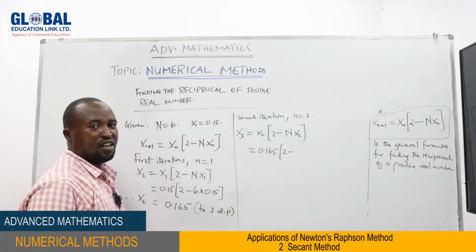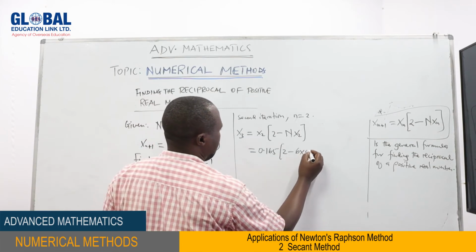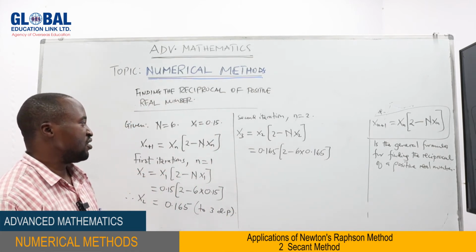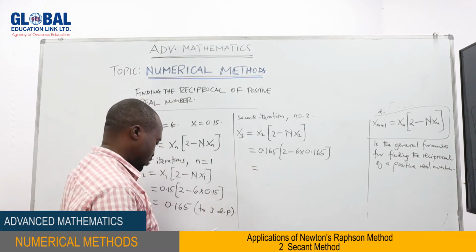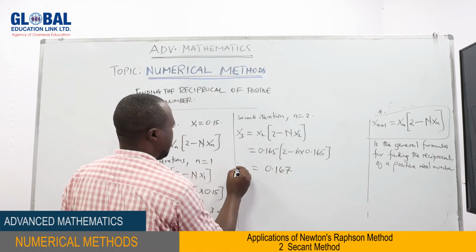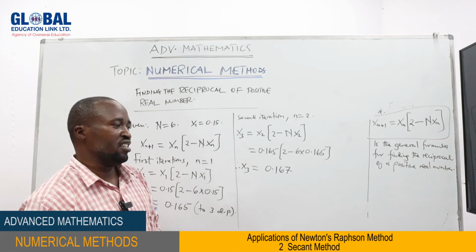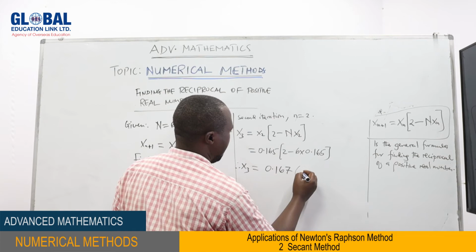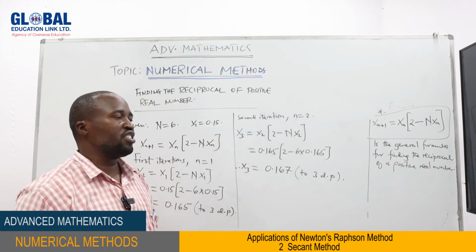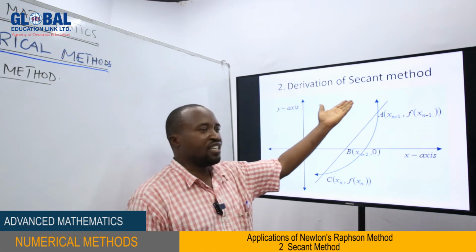bracket of 2 minus, our n remains the same, so it is 6 times, again we have x2, that is 0.165. Now again, just take your scientific calculator to compute the final answer. So the final answer will be 0.167. That is x3. But again, remember to maintain the number of decimal places, that is to 3 decimal places. So our answer always is to 3 decimal places. Now that is how to find the reciprocal of the given positive real numbers. So students, we will proceed with the subtopic 2, that is the derivation of a second method.